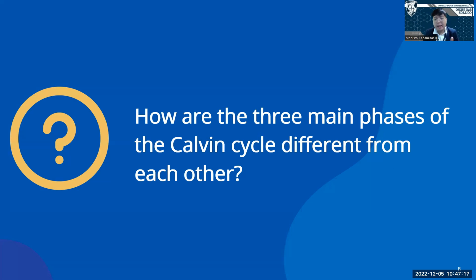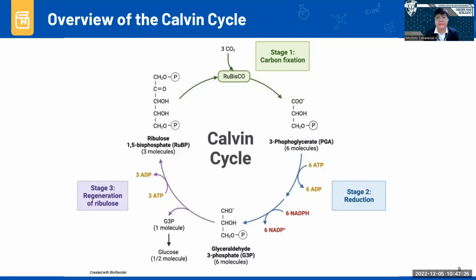So, let's look at the overview of the Calvin cycle and saan natin nire-refer yung main phases. Ayan. So, this is the overview of the Calvin cycle process. So, meron tayong three stages or phases. Again, stage 1 is called carbon fixation. Then stage 2 is called reduction. And stage 3 is regeneration of ribulose.